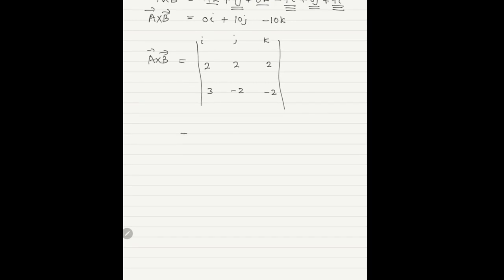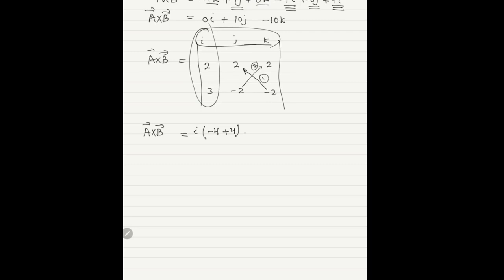Okay, now A cross B. You do this: you cover this row and this column. The common element between the row and column is I, so just write I here. You multiply lower right by upper left, which is 1, minus lower left by upper right, which is 2. So minus 2 multiplied by 2 is minus 4, minus minus 2 multiplied by 2, which is minus 4.